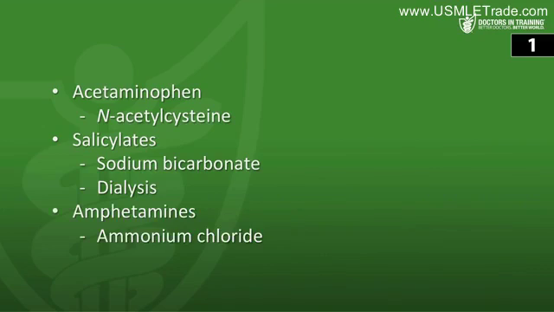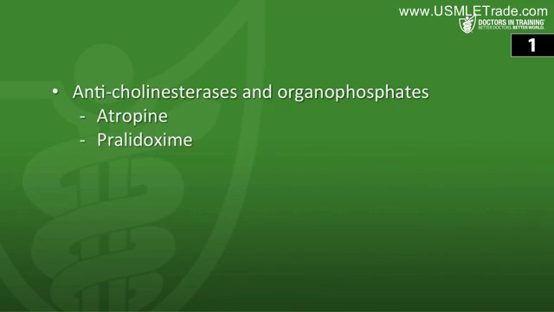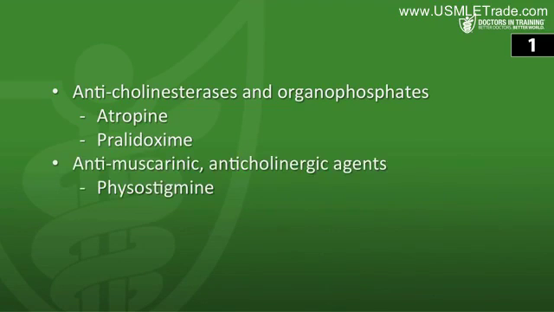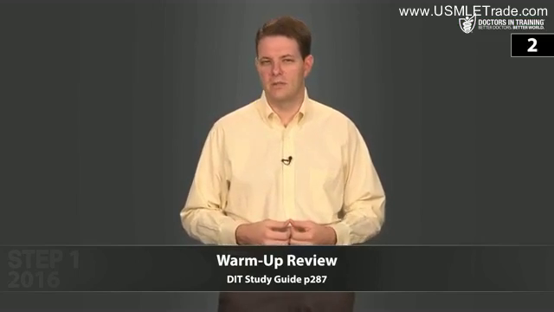For amphetamine overdose, you want to acidify the urine by giving ammonium chloride, since amphetamines are weak bases. For anticholinesterases and organophosphates, the first-line reversal agent is atropine, and then pralidoxime if the atropine doesn't work. Remember, pralidoxime regenerates acetylcholinesterase. And for the overdose of an antimuscarinic anticholinergic agent like atropine, the antidote is physostigmine, which is a cholinesterase inhibitor. So we treat atropine overdose with a cholinesterase inhibitor, and we treat cholinesterase inhibitor overdoses with atropine.